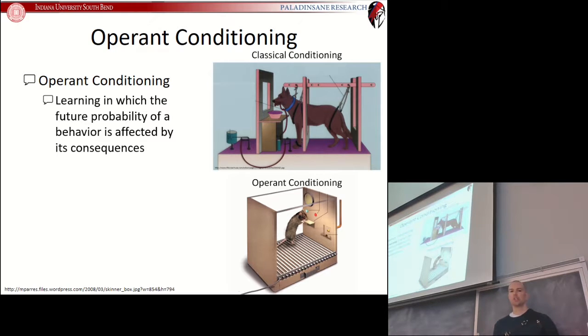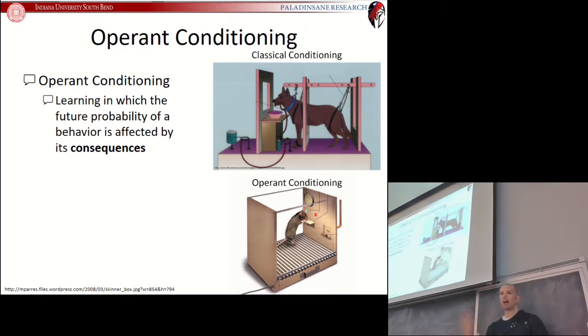So it's still learning. Classical conditioning was learning, operant conditioning is still learning. It's still this rather permanent change in behavior because of previous occurrences. But in this case, the future probability of a behavior is affected. That's also like classical conditioning. So in operant conditioning, for example, bar presses will become more probable in the future. In classical conditioning, salivating will become more probable in the future. However, the key difference is that in operant conditioning, that future probability of a behavior is affected by its consequences. And it's those consequences that are the key difference between classical and operant conditioning.